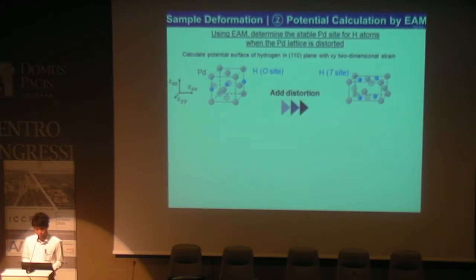This slide shows potential calculation by embedded atom methods. We determine the stable palladium sites for hydrogen atoms when the palladium lattice is distorted. In particular, we calculate the potential surface of hydrogen in the 110 plane with XY two-dimensional strain.